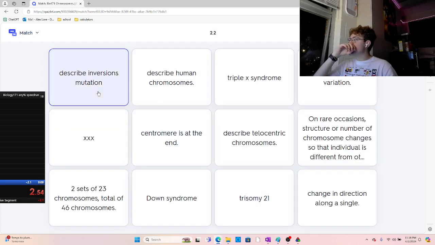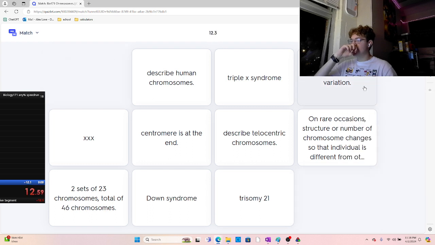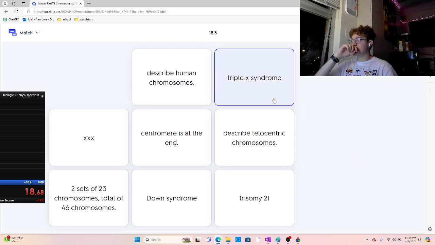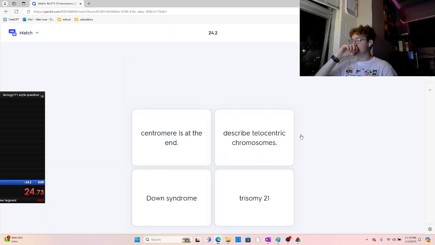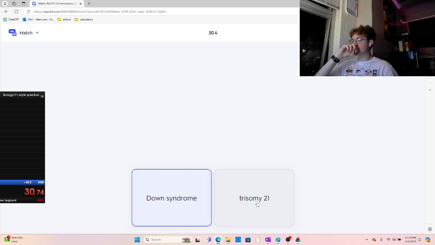Describe inversion mutations. Change in direction. Describe a chromosome variation. A rare occasion for chromosome changes. Triple X syndrome, XXX. Two sets of 23 chromosomes, that is a normal human chromosome. Describe telocentric chromosomes. Telocentric are centromeres at the end. Yeah, we knew that from Down syndrome, trisomy 21.